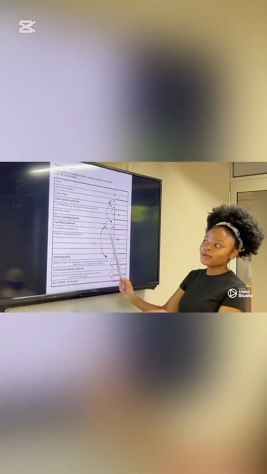And then we have our third component, being the operating expenses. Now these are expenses that businesses pay for their day-to-day operations.